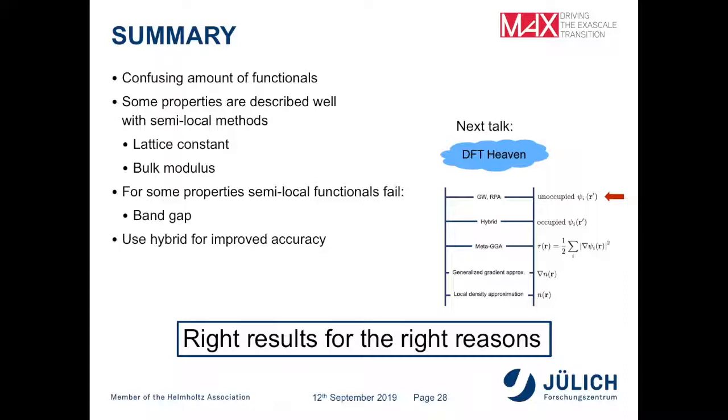And with this, I would like to conclude my talk. I've shown you a confusing amount of functionals. Some properties we can describe well with semi-local or local functionals. Some properties we can't. And if you want to describe these properties, you have to use some more expensive methods, such as hybrid. And with all this in mind, it's always important not just to get the right results or the results that you hope to get. You want to get the right result for the right reasons.